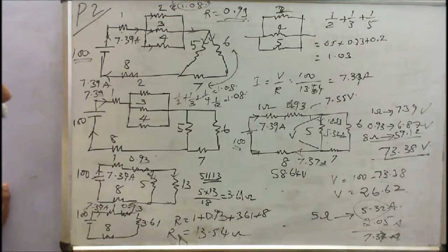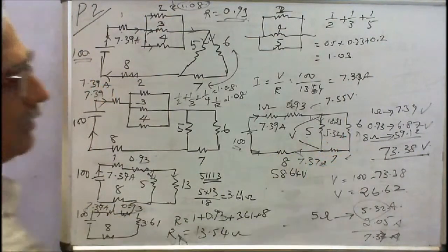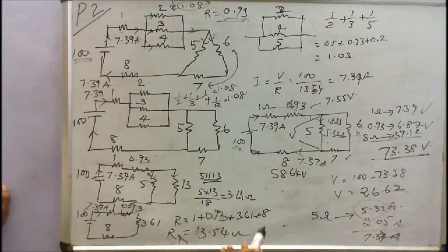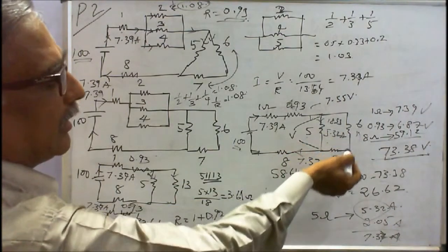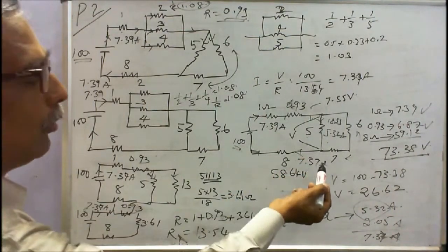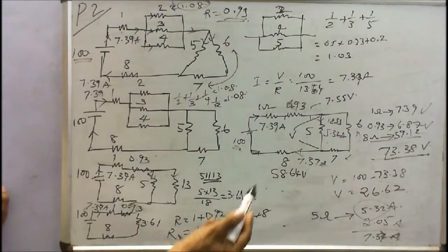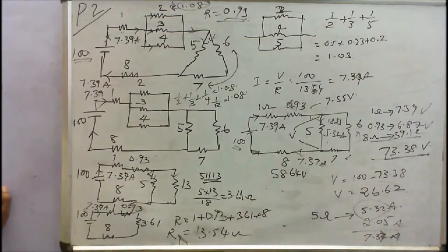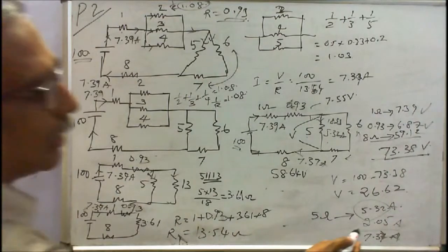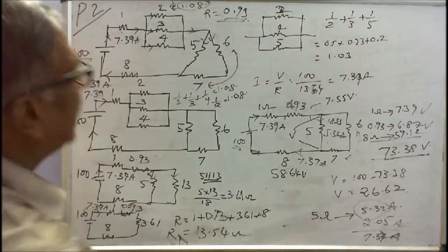Similarly, I can find the current flow through the 13 ohm, because these two are connected in series, totally 13 ohms, and the voltage across it is the same, 26.62. I is equal to 26.62 divided by 13. I will get the current, that is 2.05. Therefore, the total current is 7.39.